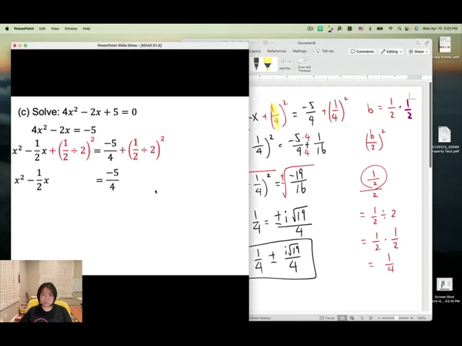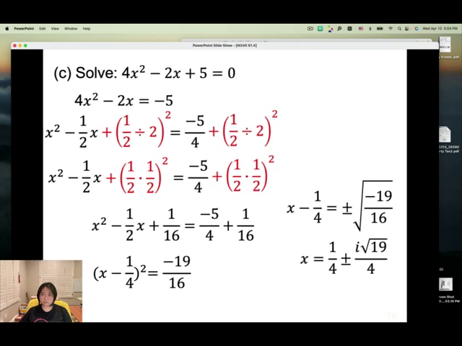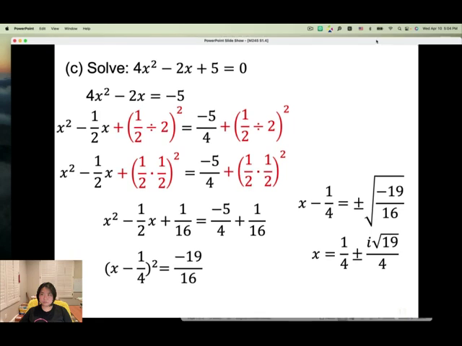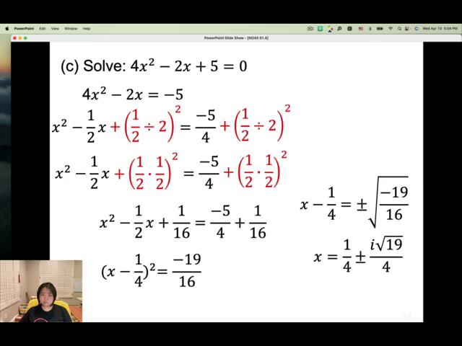Okay, check the word. Divided by 2 means times 1/2. Okay, that's what we get for the final answer. Okay, that is the completing the square method. Make sure you guys know how to do it. For sure, that will be on your chapter exam.